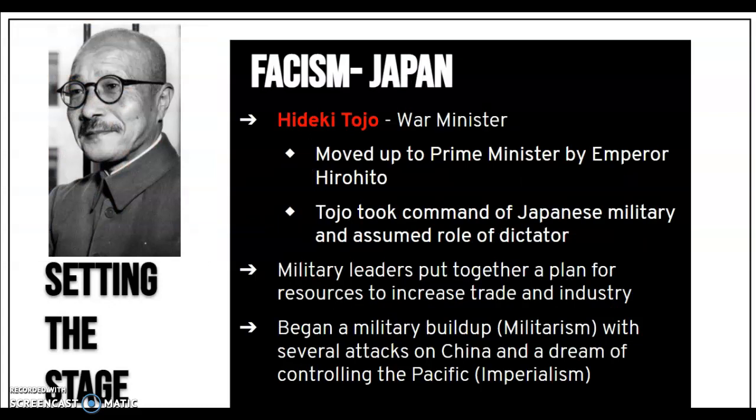Far over in Japan, Hideki Tojo was the war minister. He was moved to prime minister by the emperor, and he took command of the Japanese military and assumed the role of dictator. He also began a military buildup, or militarism, with several attacks on China and other nations, with a dream of controlling the Pacific. Imperialism.